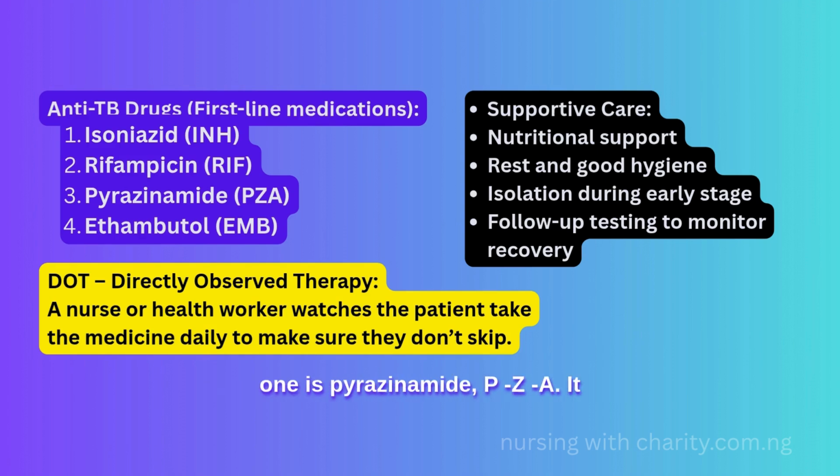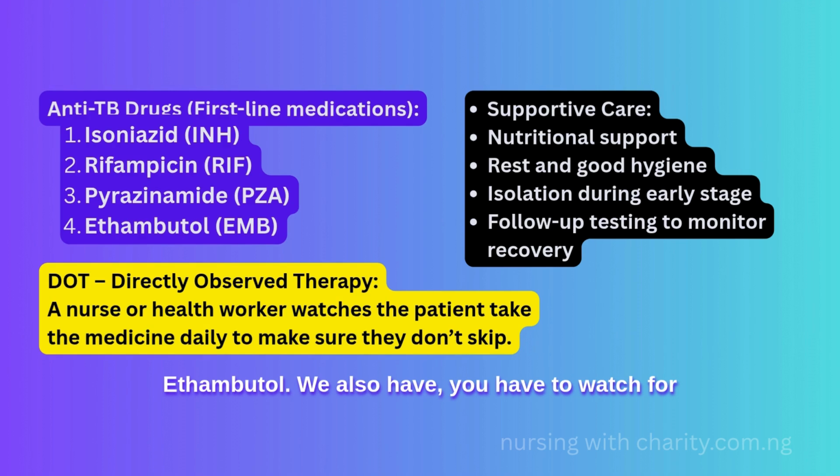Another one is pyrazinamide, PZA. It actually causes hepatotoxicity, so you have to monitor liver enzymes, and it also increases uric acid, so you have to watch out for gout symptoms. We'll be having a class on gout soon. Then ethambutol. We have to watch for optic neuritis, which is the inflammation of the eye nerves, and the person has to report vision changes whenever this happens.